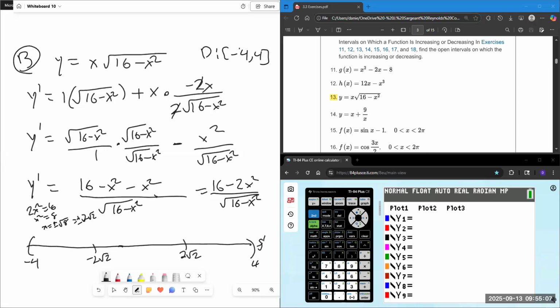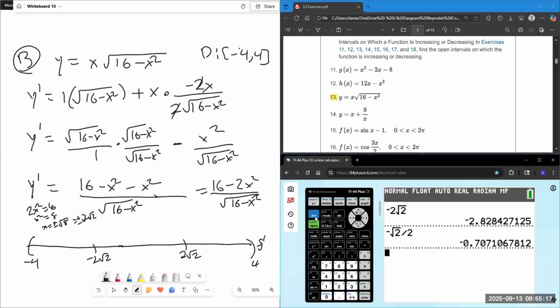And then we would pick a number that is less than negative 2 root 2, like -3, if you just want to verify that. -2√2 is -2.8 something. So -3 is a good test point. -3 squared is 9. 9 times 2 is 18. 16 minus 18 is a negative number. The square root in the denominator is always positive. A negative divided by a positive is negative, which means that this interval is decreasing.